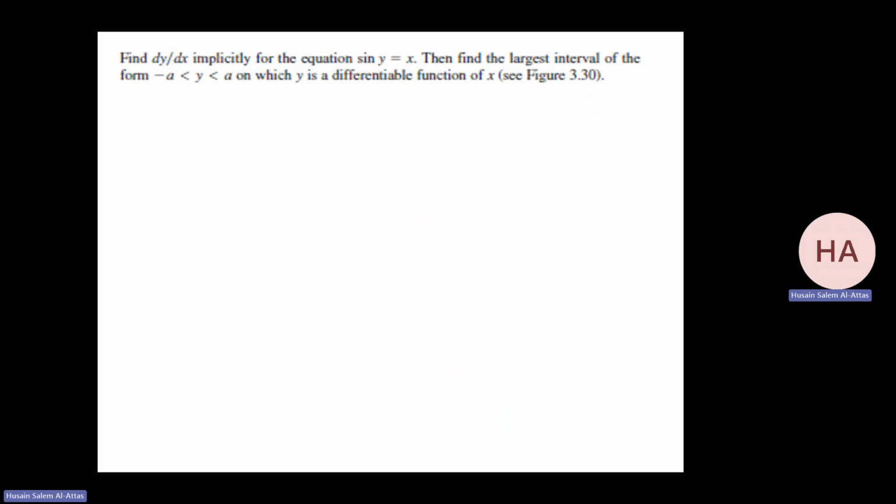Okay. Find dy over dx implicitly for this equation: sin y equal x. Be careful here. Then find the largest interval for y for which y is a differentiable function. Okay, so I have sin y equal x. Differentiate with respect to x.